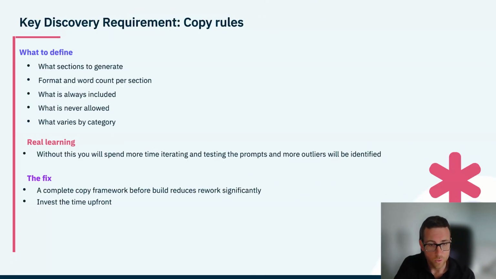But when it comes to copy rules, what's really helpful getting ready early on in discovery is these types of things. So understanding, for product descriptions, what are the different sections that I need to include? For my product title, does it need to be in a specific format? Do I include certain elements of the product in that title in a certain order? Is there a certain word count for each section of the product description? What type of information should I always include in my descriptions versus what should I never allow? And then also, what are the variations across category? Having all of that information up front really does help when it comes to building the prompt.